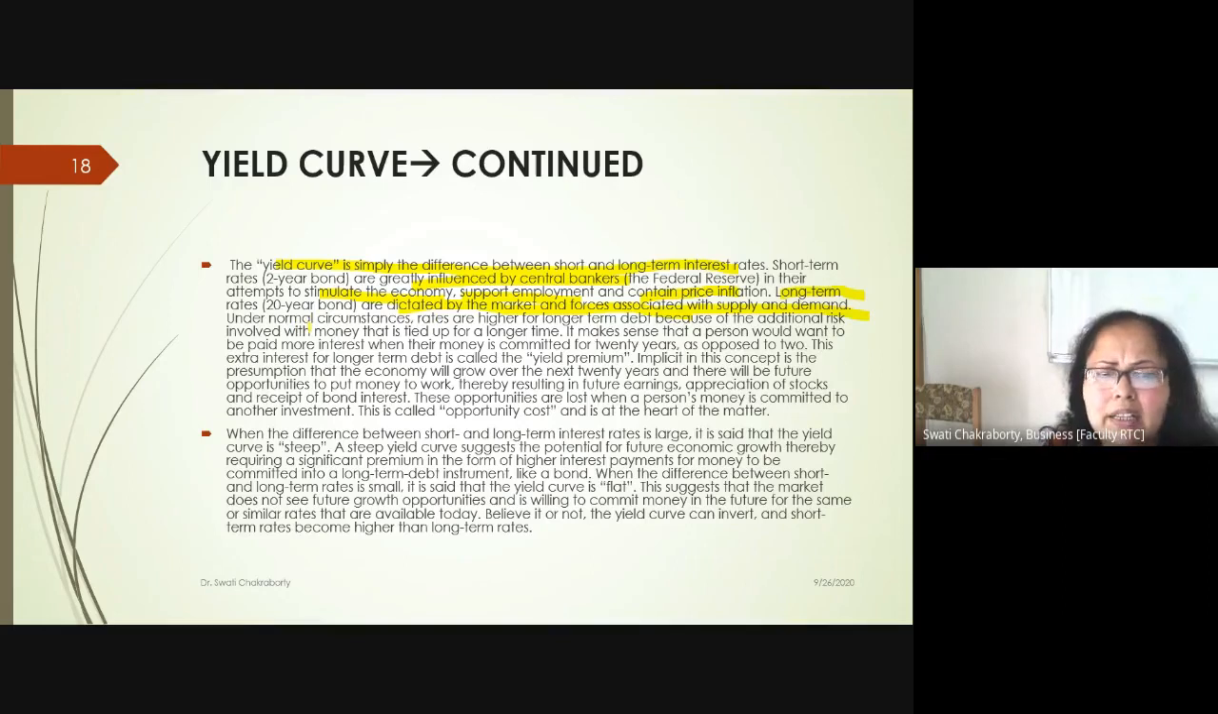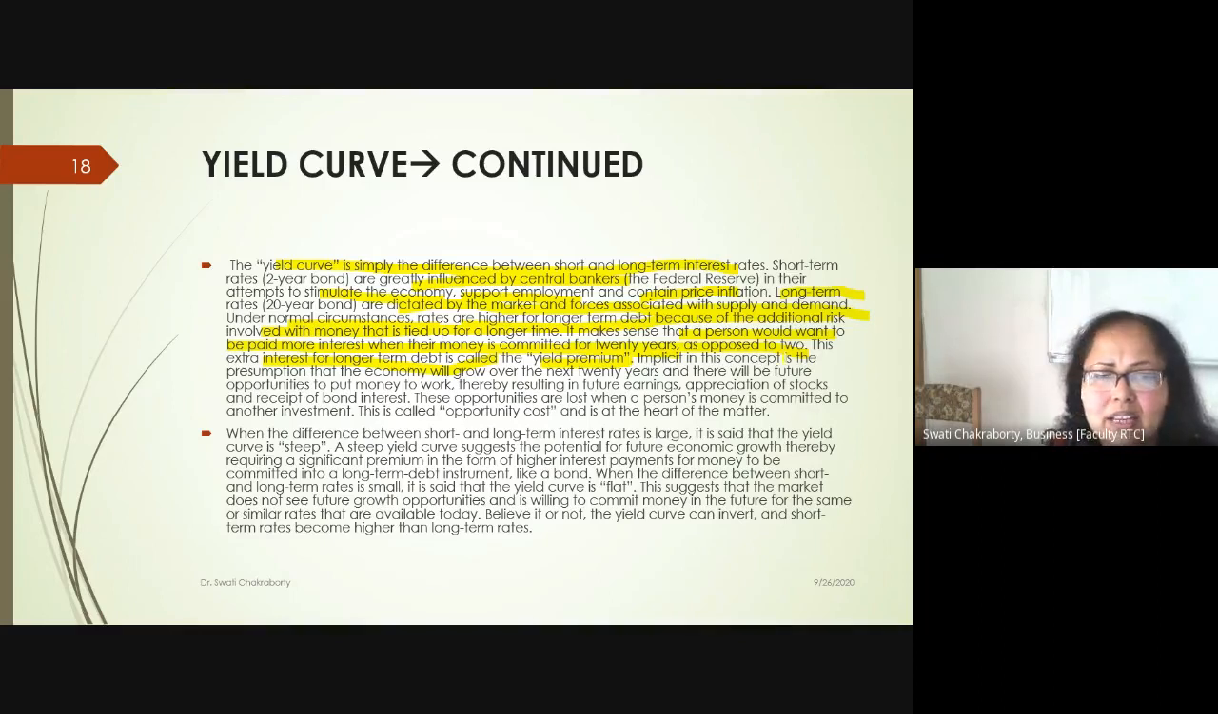So what happens under any normal circumstances, rates are higher for long term debts, as we just explained. Why? Because of the additional risk involved with money that is tied up for a longer period of time. So it makes sense that a person whose money is committed for 20 years as opposed to two wants to be paid more interest. In 20 years a lot of things happen, there is more risk, so obviously they should be paid more interest. This extra interest that we get from the long term debt is called the yield premium. This is the premium that they get.